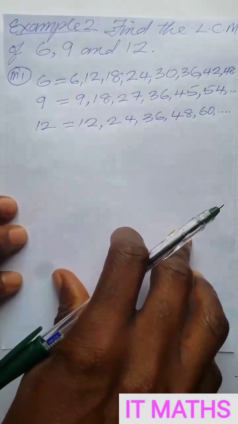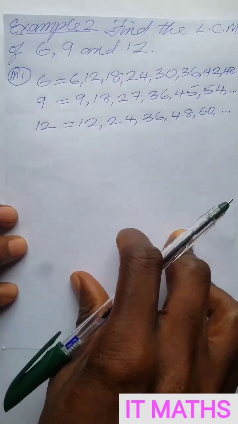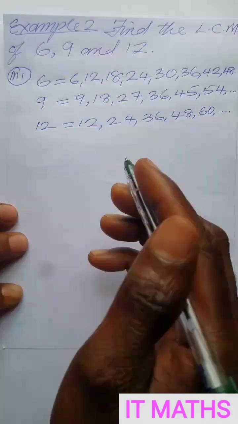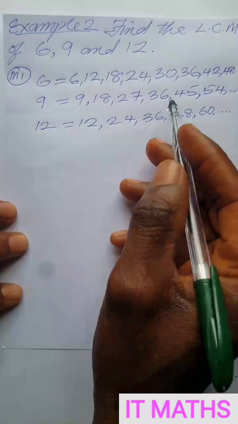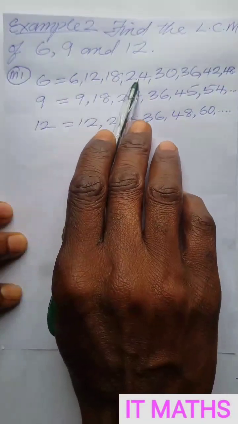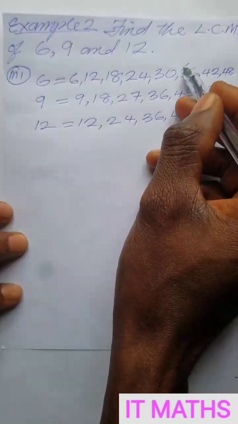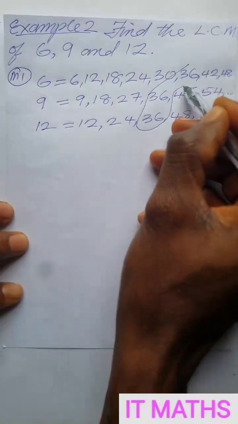Let's hope we've found something that is common to all 3 of them. Okay, so which ones are common? Let's look for our common multiples. What is common? Look at it very well. Yeah, we've seen it. This is common.